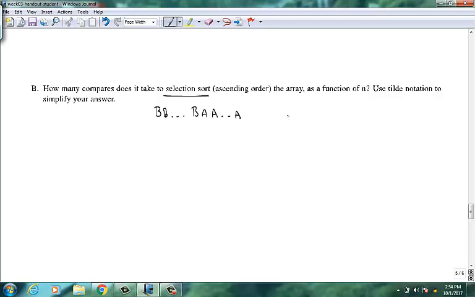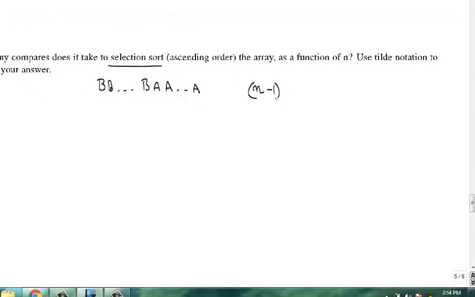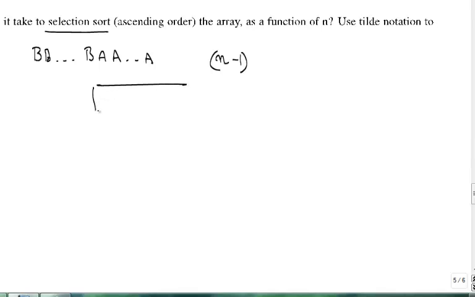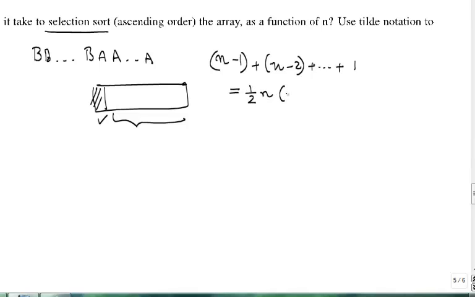In the first iteration, you would be doing n minus 1 comparisons. But now that the minimum is already in the right place, we don't have to worry about that. We just have to worry about an array of size n minus 1. Now, to find the minimum of an array of size n minus 1 requires n minus 2 comparisons. And if you continue that argument, you would finally get to 1. And what we know is this is a sum, which is 1/2 n times n minus 1. In other words, we know that this is tilde 1/2 n squared.